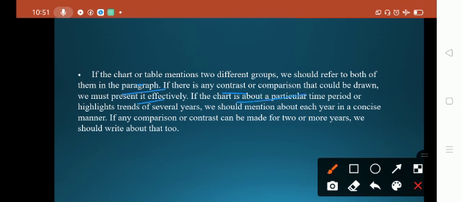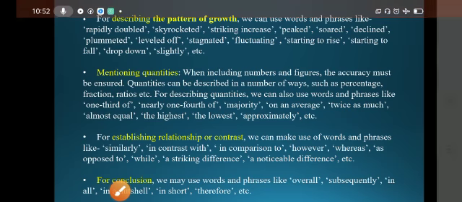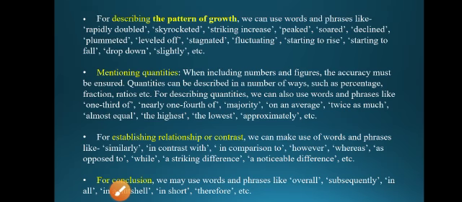If the chart is about a particular time period or highlights a trend over several years, we should mention each year in a concise manner. Okay, if you see, every year there are some fluctuations, so you can show that. If any comparison or contrast can be made for two or more years, we should write about that too. Okay, it is as per the requirement of the line graph or any other graph.